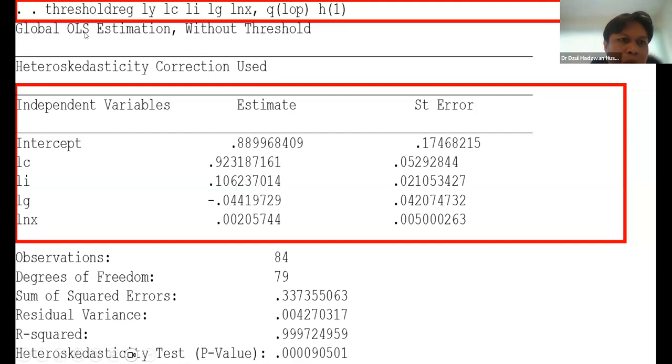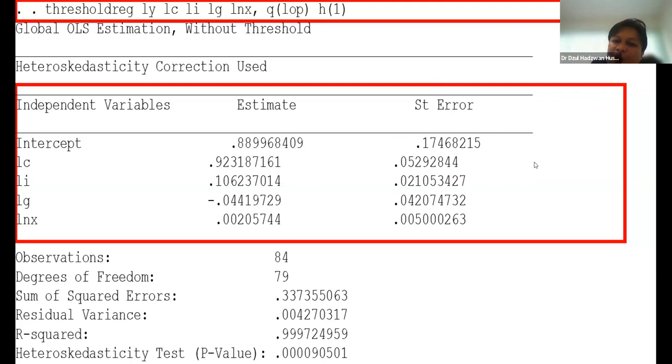First, global oil estimation. This is the linear estimation. Bear in mind, the output here just gives you the coefficient and the standard error. So in order for you to know whether the coefficient is significant or not, you need to compute the t-test: your coefficient value divided by the standard error, you get the t-test.